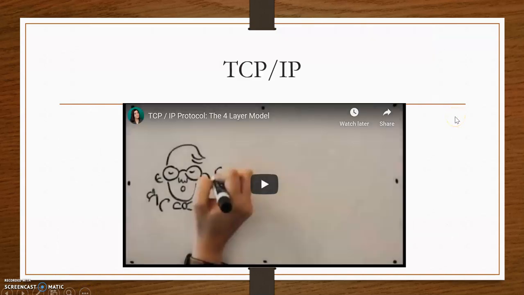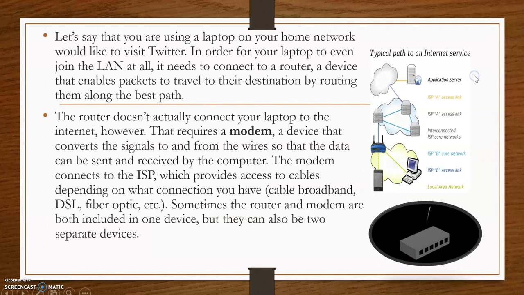There's a video there about TCP and IP, and I'd like you to take a look at that, which explains it further in depth. Alright, so an example. Let's say you're using your laptop on your home network and you'd like to visit Twitter. In order for your laptop to even join the LAN, it needs to connect to a router, a device that enables packets to travel to their destination by routing them along the best path.